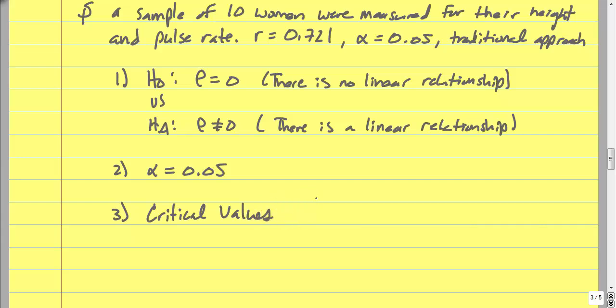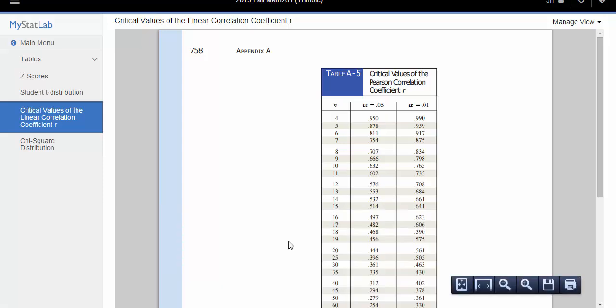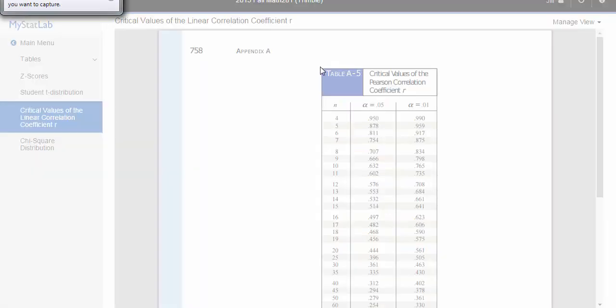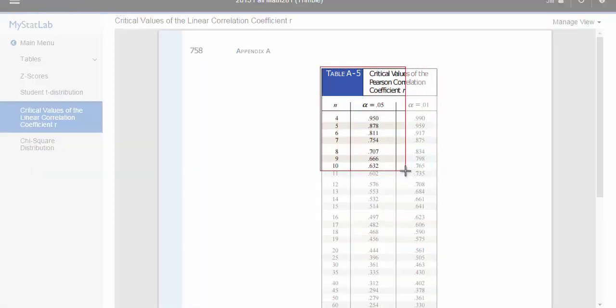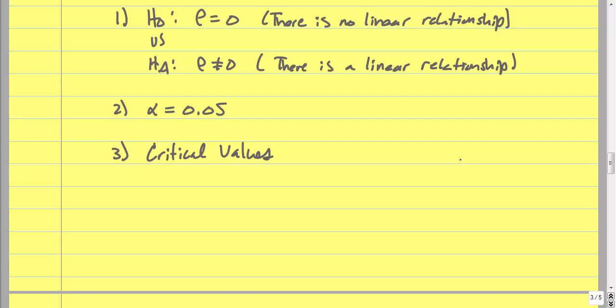Now to determine the critical values, we'll need to use the table that we were looking at earlier in MyMathLab. Okay, so we had 10 women and we have an alpha of 0.05. So here's 10 women, here's alpha equals 0.05, so our linear correlation coefficient critical value would be 0.632. Let's take a screenshot of that. And again, we just really need the first one.